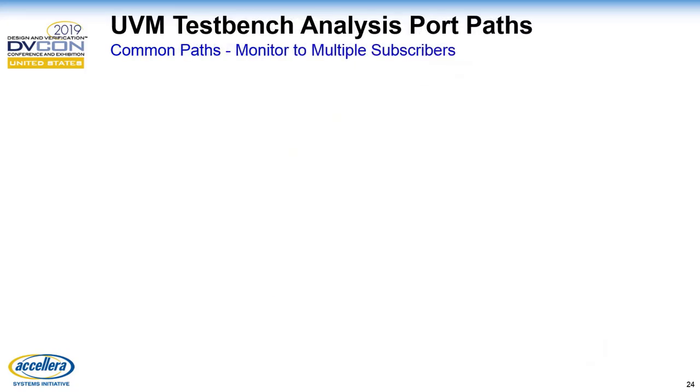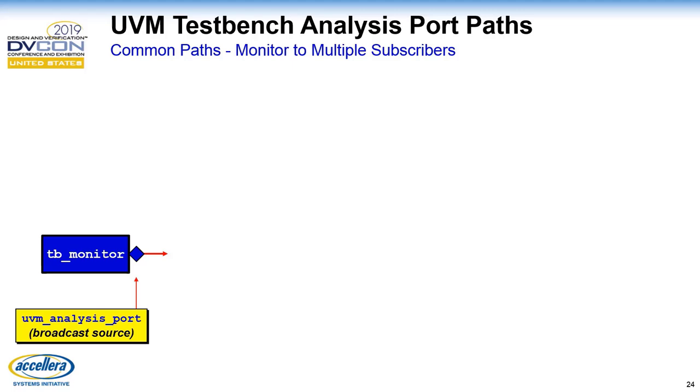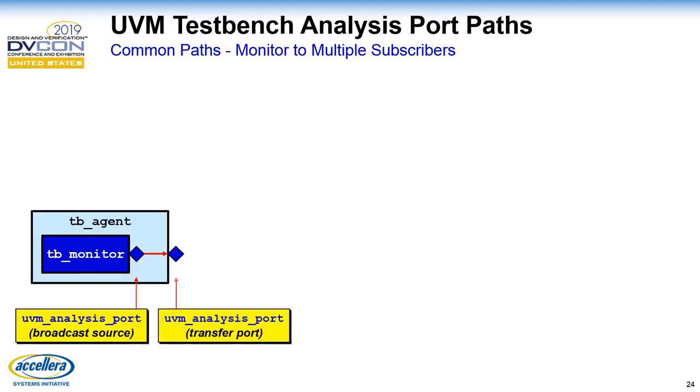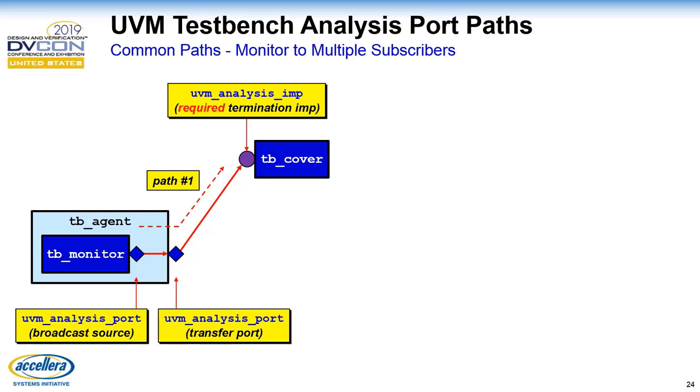And so the common paths you'll find inside of analysis paths where there are multiple subscribers: in your UVM, you've got your monitor with an analysis port on it, the broadcast source. Then it frequently is connected to an analysis port on the agent, which is really little more than a transfer station, a way of copying handles. And then this frequently goes up to a coverage collector, which is frequently an extension of UVM subscriber, so it has an analysis implementation. In these diagrams, the little purple bubbles represent the implementation termination point. You usually don't see these as blue and purple, but I'm going to do it in these slides. And so that's the termination point.